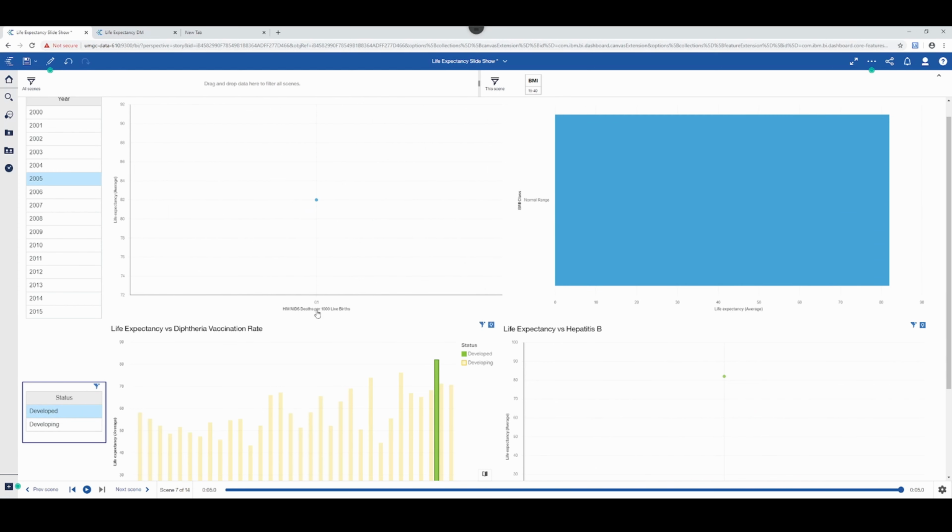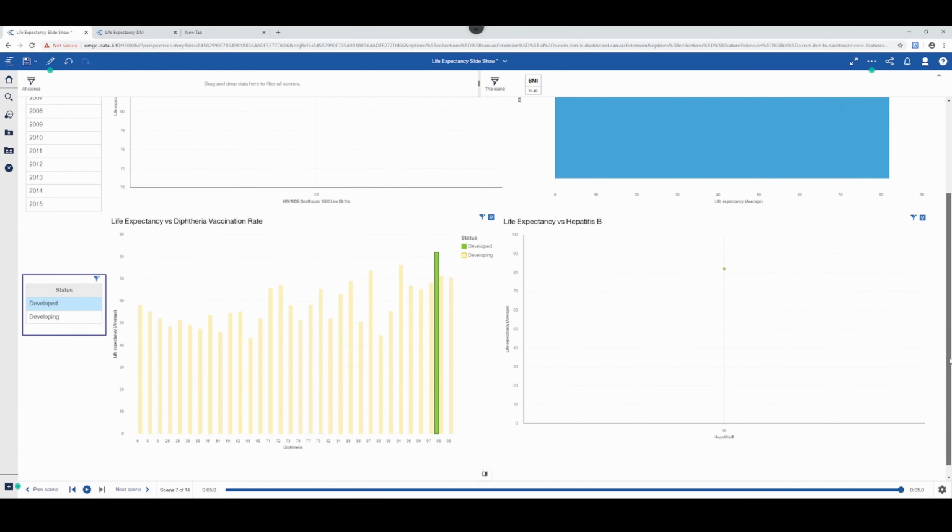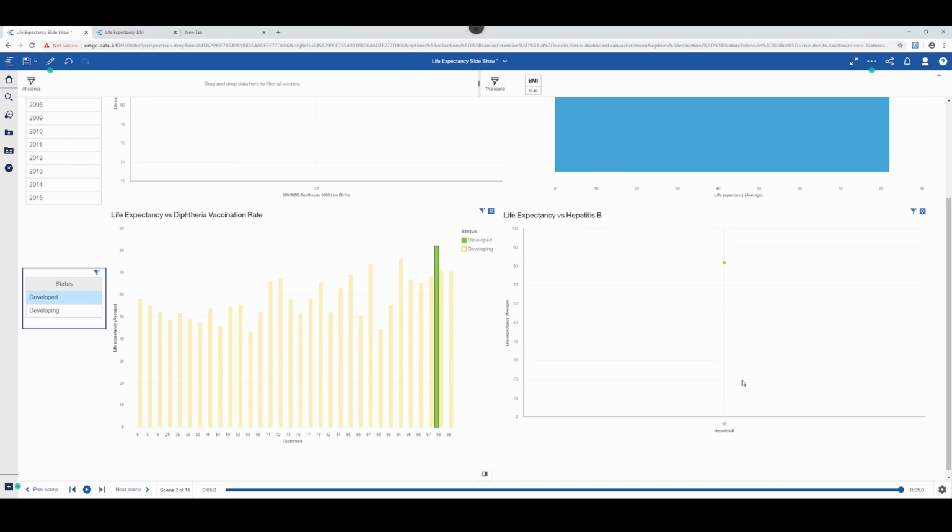So we can see there's pretty much only one value for developed countries for HIV deaths. And same for body mass index. Most people, or the average person, is in the normal range. There's a very high immunization rate for hepatitis B and for tetanus.